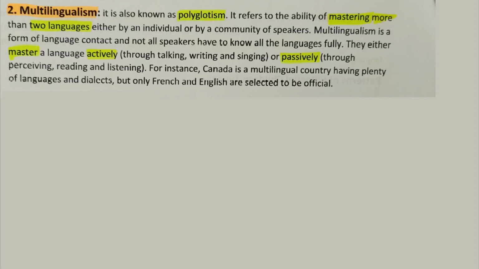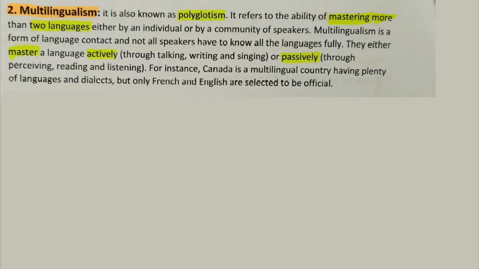And when I say mastering more than two languages, it can be either by an individual or by a community. Multilingualism is a form of language contact, and not all speakers have to know all the languages fully. This is the difference between being bilingual and being multilingual. To be bilingual is to master both languages. You have to master them. But to be multilingual, you do not have to master the languages entirely.